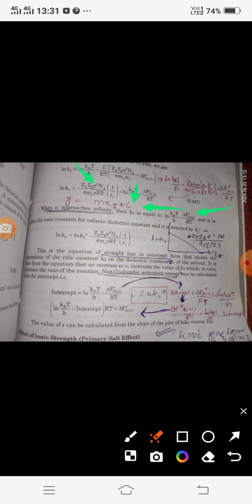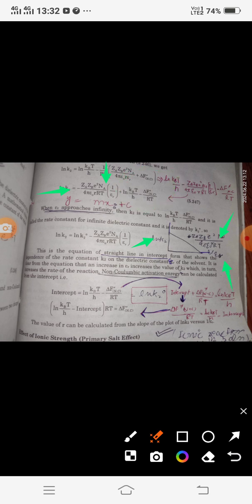Okay, now let's talk about our assumption where we were saying that this is a straight line equation. In the sense of a straight line equation, we said that natural log K2 is going to be equal to y. So we can draw a graph with the help of this equation where y is equal to natural log K2 and 1 over epsilon r is the x, and the remaining factor was the slope. Here slope is called m. So we can determine the non-Coulombic activation energy as well with the help of the remaining part of the equation.